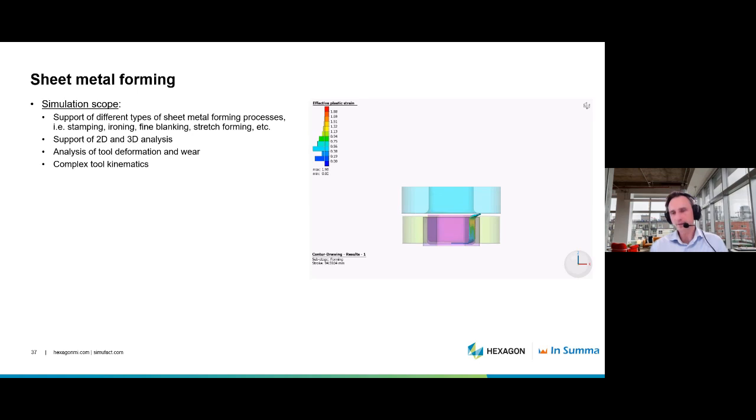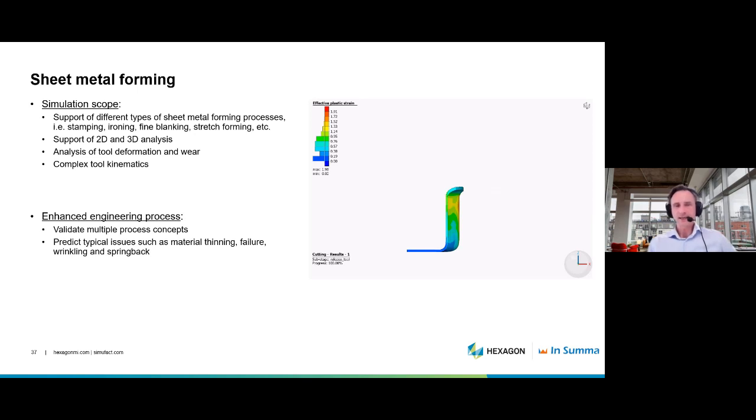And the nice thing about the simulation is that you can easily switch between the 2D analysis, where you use the 2D plane strain elements to capture all these 3D effects, to capture the ironing and coining, and then you can easily switch to 3D analysis, where you have a full blank, and then you can estimate the shape distortions due to spring back. You can define relatively complex, again, tool kinematics to be able to support your processes, and again, you can use the simulation as a tool to estimate all sorts of concepts of the process and to predict typical defects like thinning of the material, failure, wrinkling, spring back, etc.